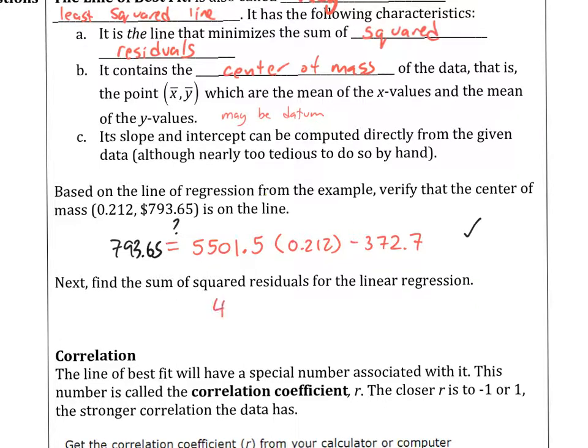So after I plug it all into my calculator, I get 41,842.9, and that's the sum. Now, it's hard for us to tell how this helps because we haven't compared it to other potential lines. But if we did look at other lines besides this best one, the other ones would have a higher sum of squared residuals. So this one ends up being the best situation.